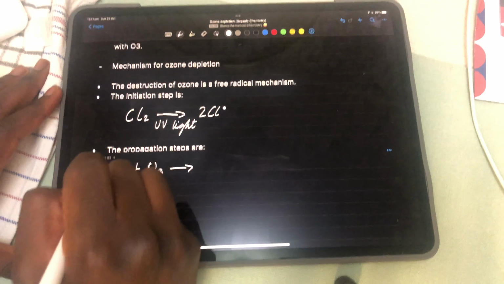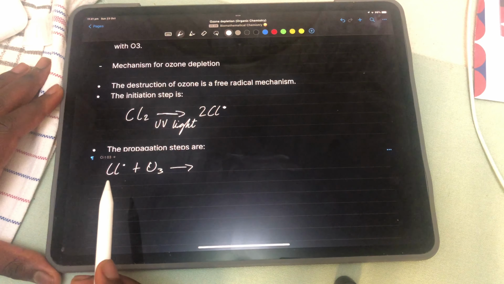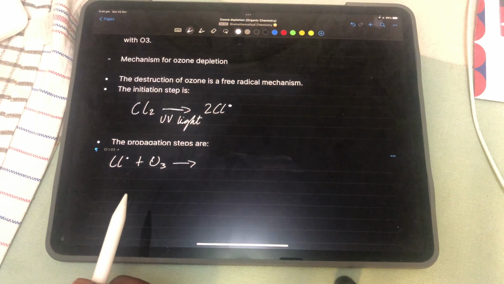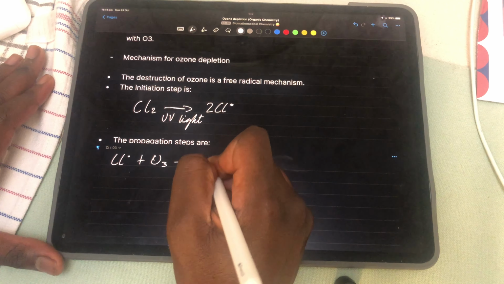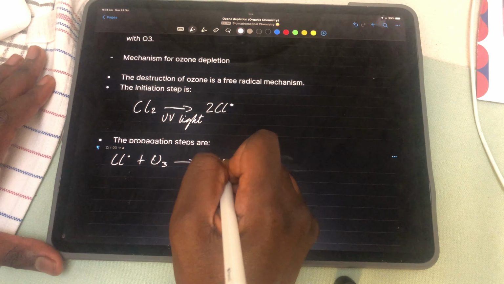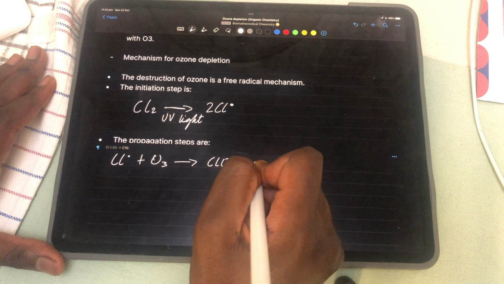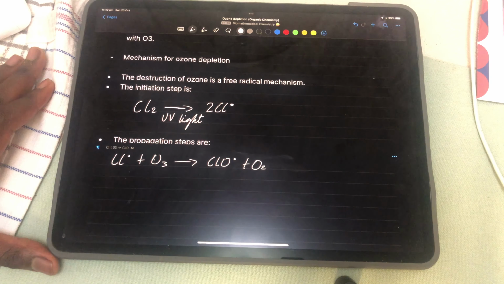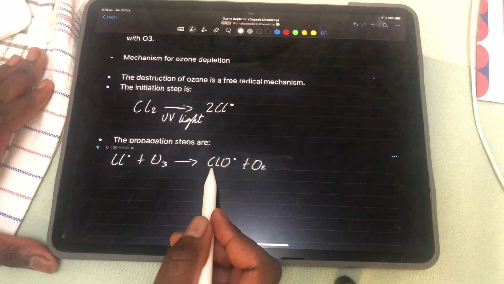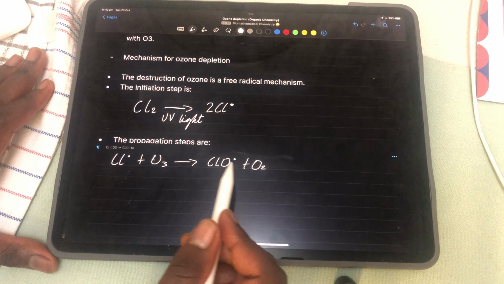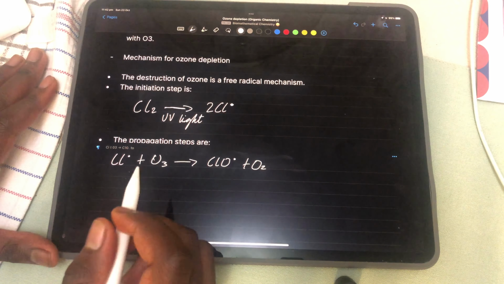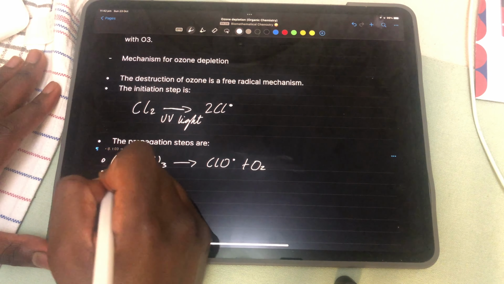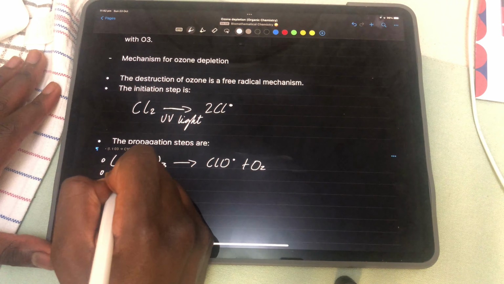This Cl free radical is very reactive. It doesn't like to be in this position, so it'll react with an oxygen. It still forms a free radical, ClO, plus an O2. So now it's depleted some of the ozone, and you've still got this ClO free radical plus O2, and this ClO free radical can undergo a further propagation step.